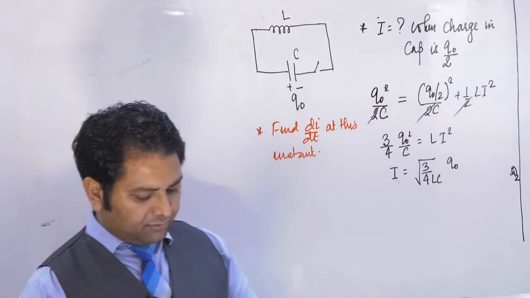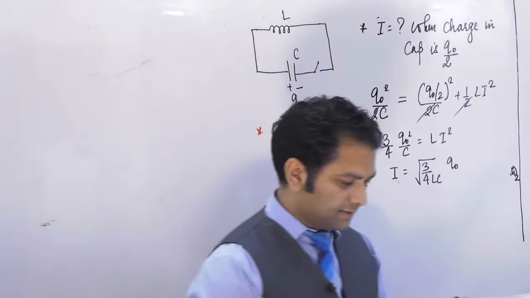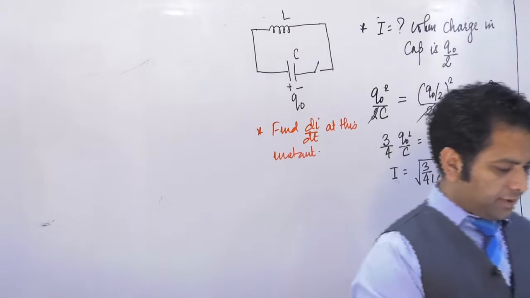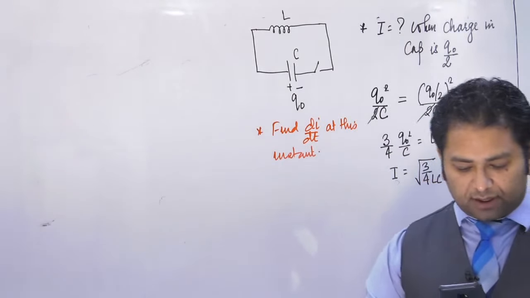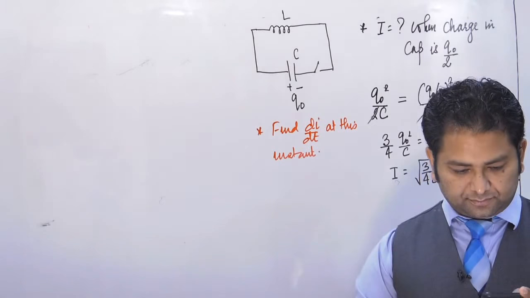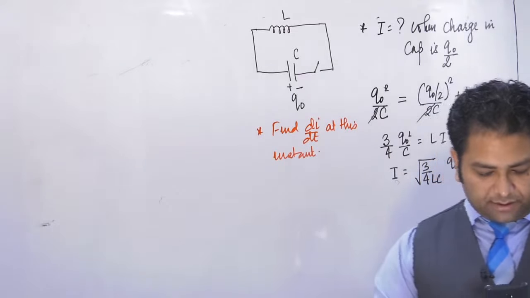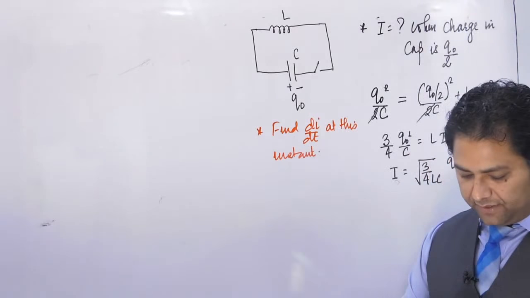Okay, Navneet has come with Q0 by 2 LC. Yes, Navneet, this is correct. And Alaukik, Q0 by 2 LC. Wonderful, Alaukik. Great. And Kritika, Q0 by 2 LC. Yes, perfect.